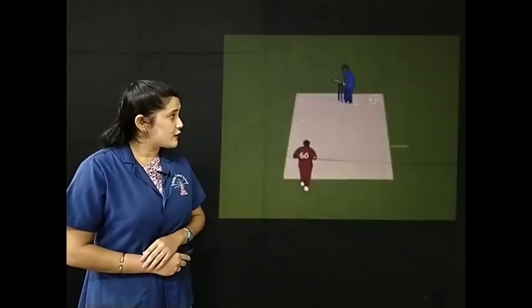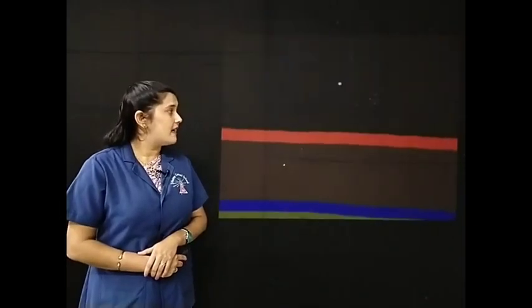What can you see in this short video, children? The bowler is throwing the ball towards the batsman, and the batsman, with force, is hitting the ball. The ball is moving in one direction. When it hits the bat, it changes direction. So you can say that force can change the direction of an object.